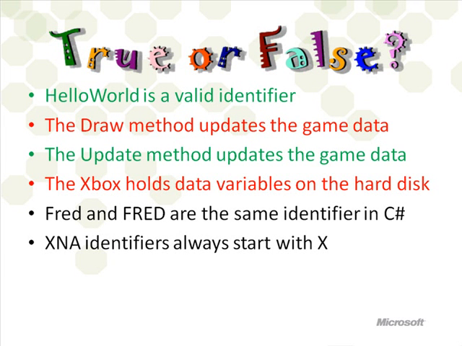Fred and fred are the same in C#. Well, I've already told you that they aren't, because big and little letters are different. So if you try to do that in a program, you get the compiler coming after you, and quite right too. And finally, XNA identifiers always start with X. That is just so much rubbish. What a fib. Red as red, big redness there, extremely wrong. So only two things right that time. It's a bit mean of me, but never mind. It's not a problem really, I promise.